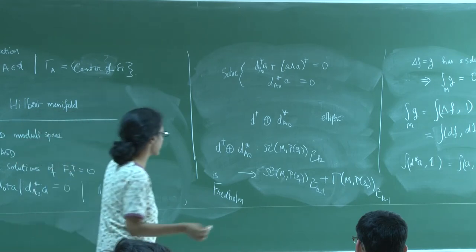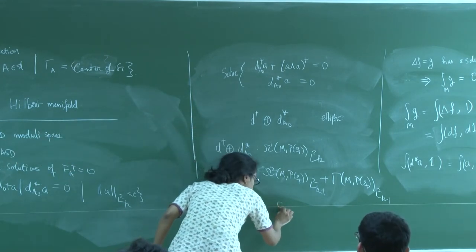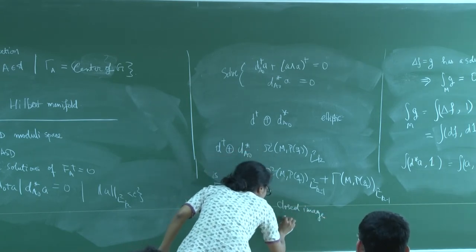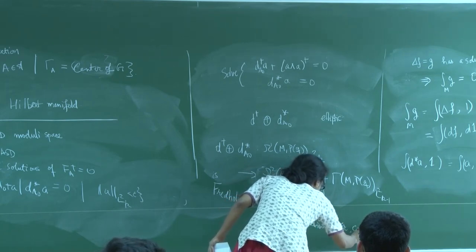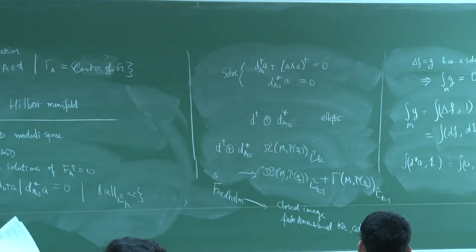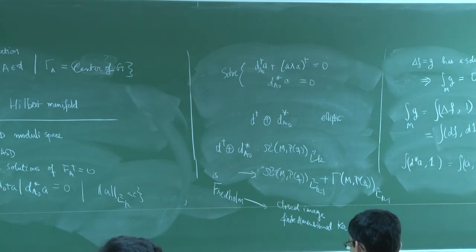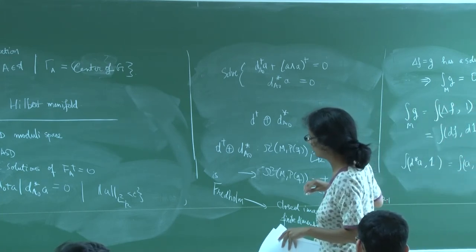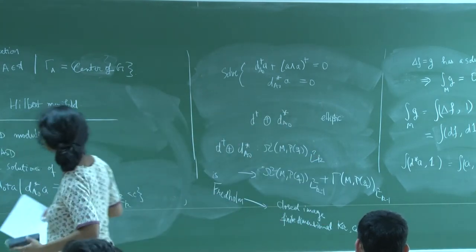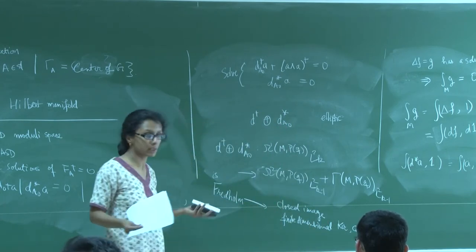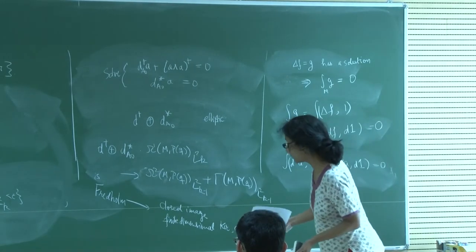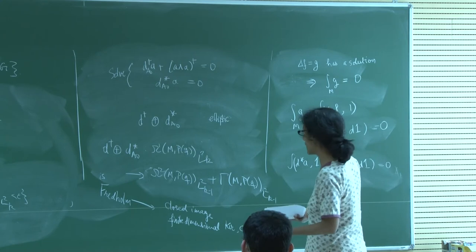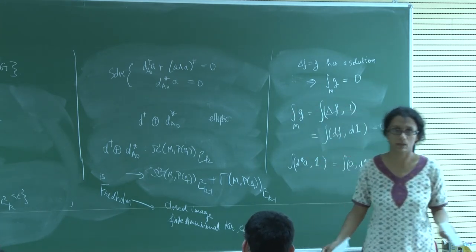And what does Fredholm mean? Fredholm means closed image, finite dimensional kernel and co-kernel. So in order to solve these equations, you use some kind of implicit function theorem, but that would require the operator to be surjective. And if it is surjective, the dimension of the moduli space you get will be exactly the dimension of the kernel minus the dimension of the co-kernel.